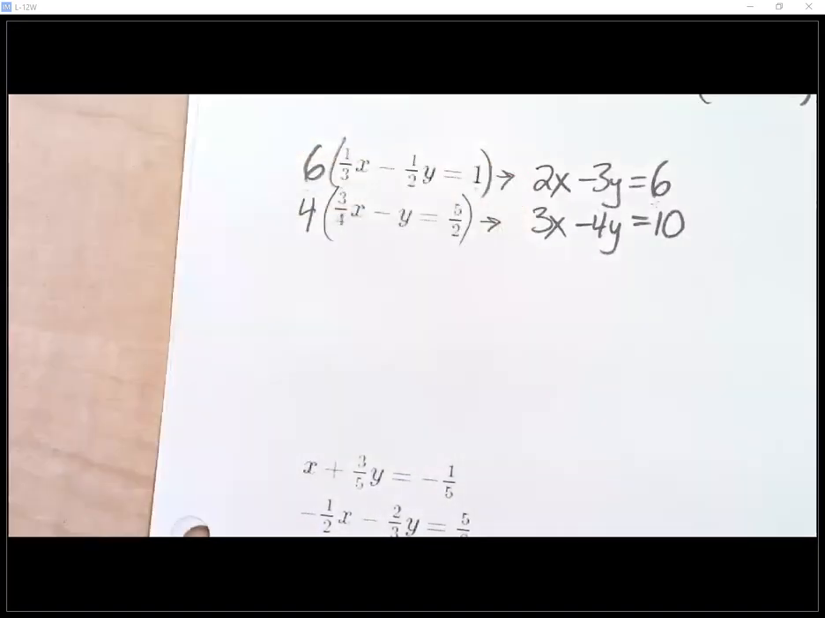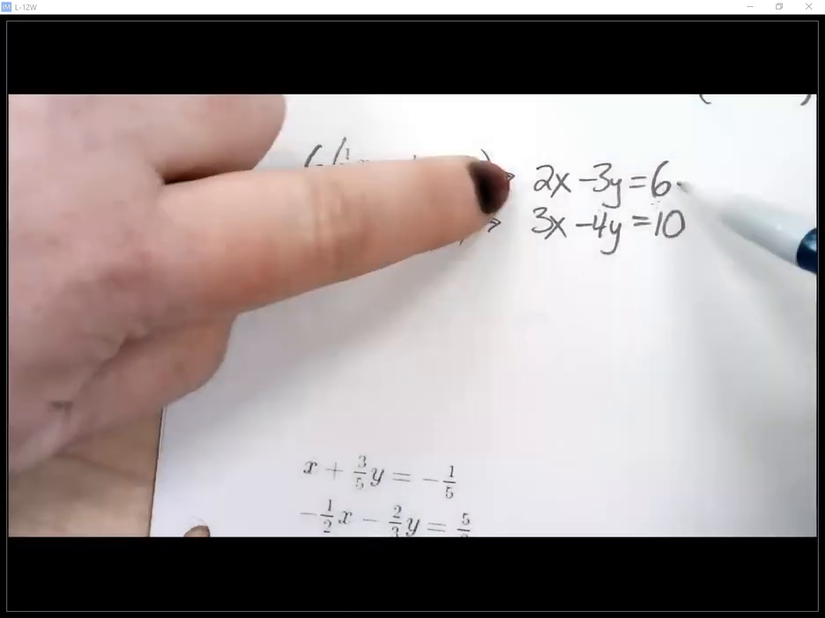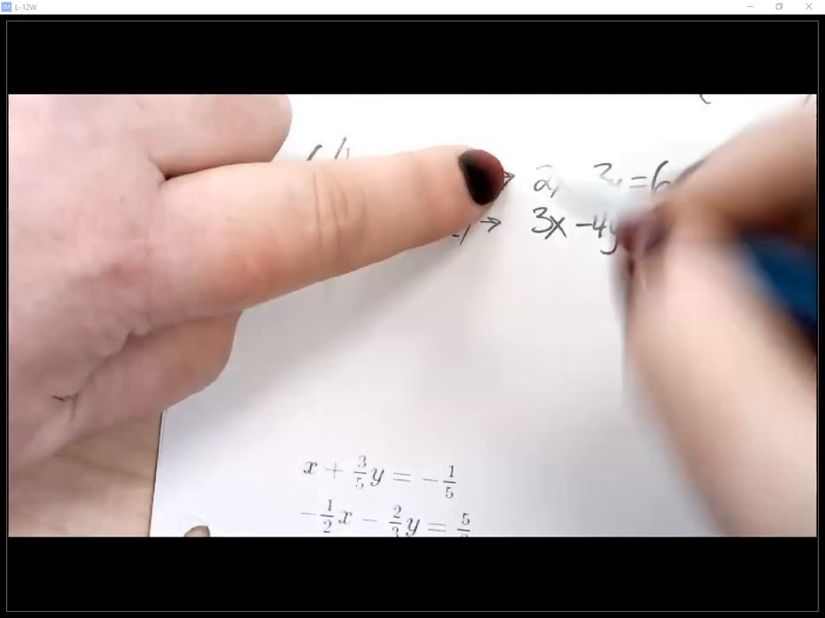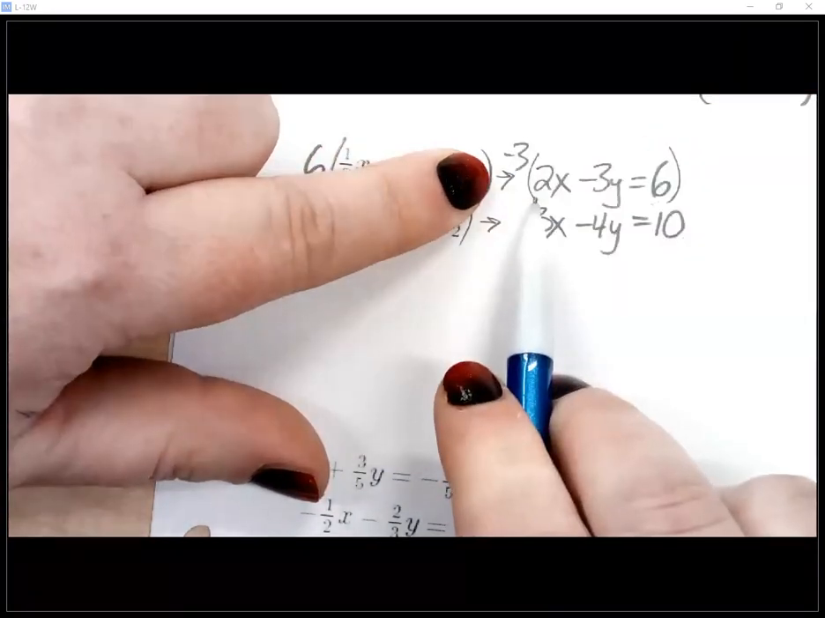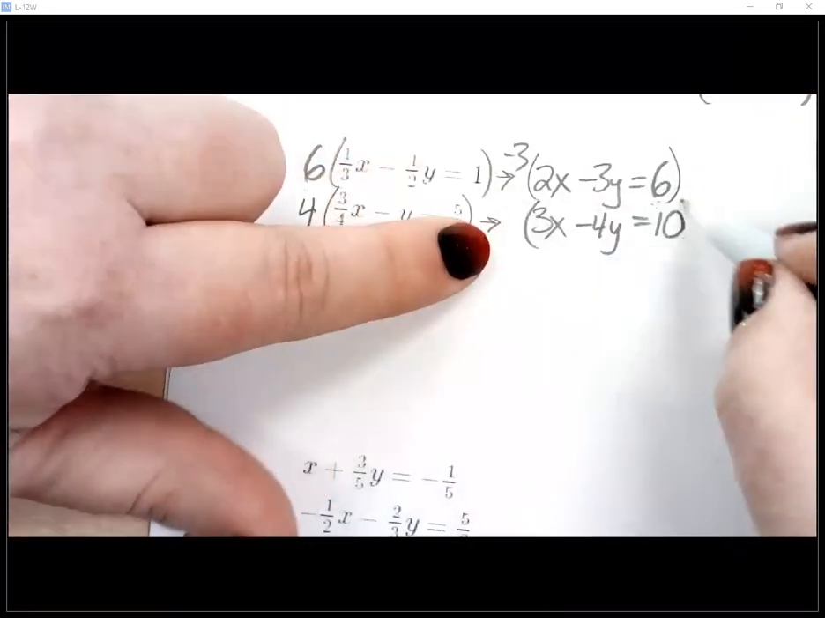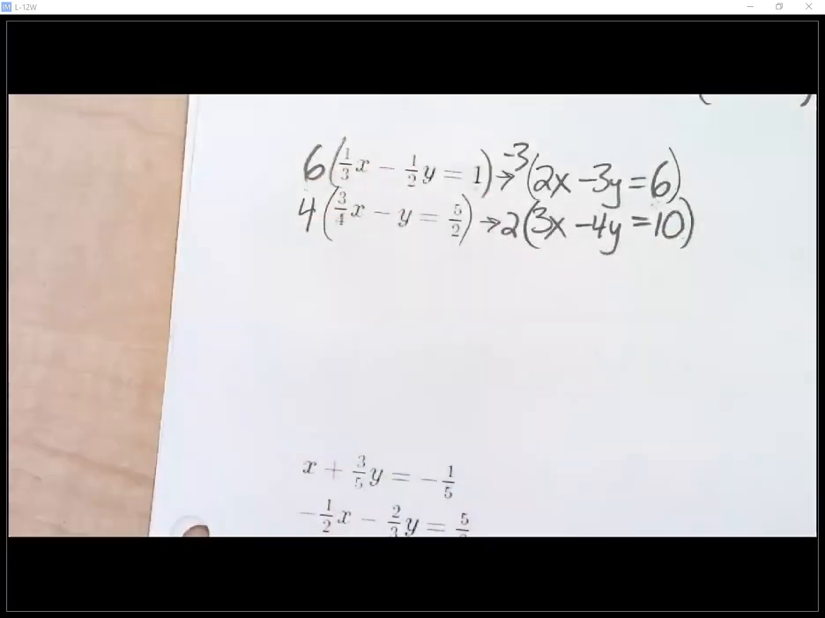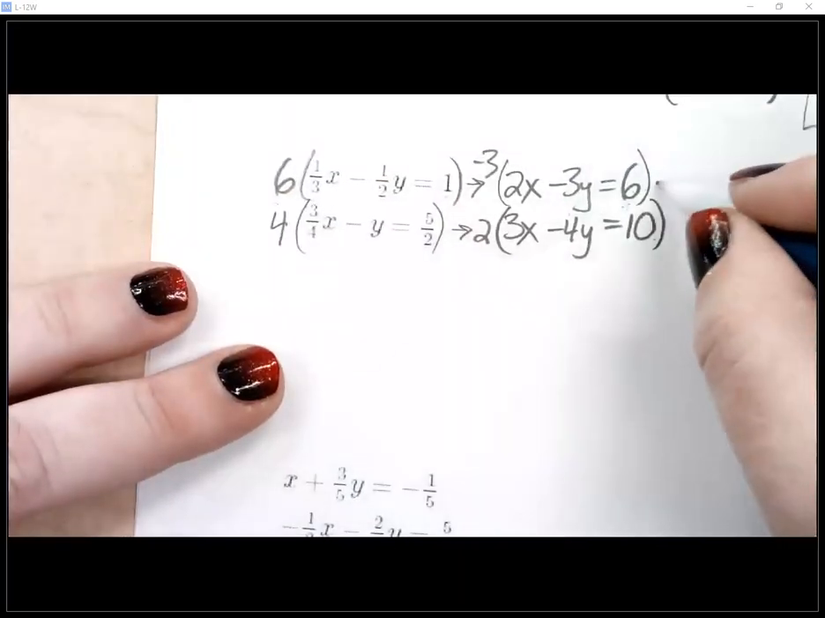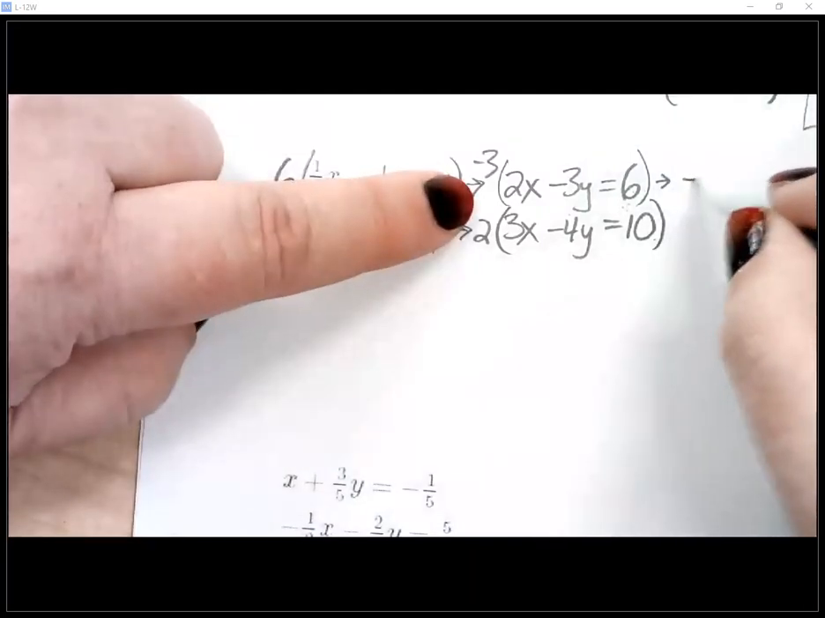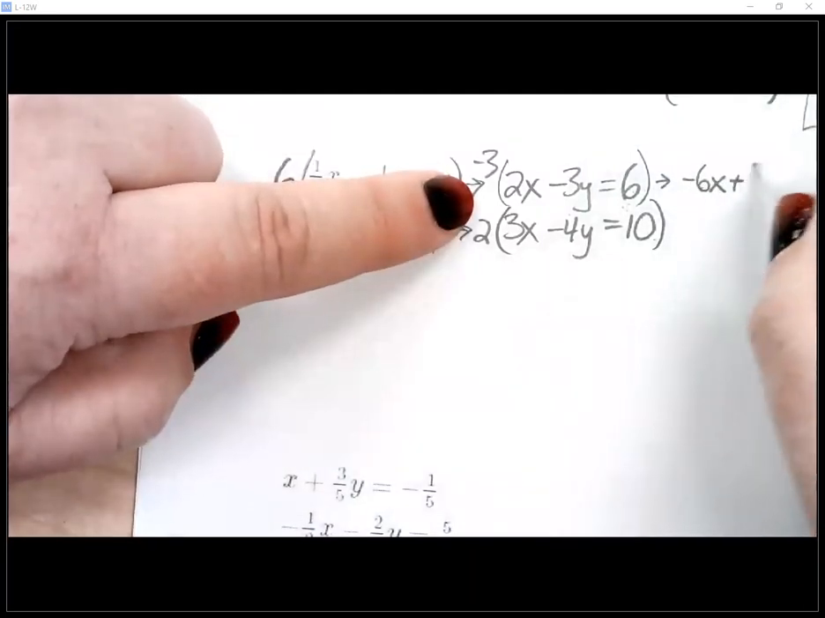Jay. Good idea. There we go. If I multiply the top by a -3, that's going to turn that x into a -6x. And then I can multiply the bottom one by a +2. And that's how I'll get the +6x for that one. So sometimes you have no choice other than to multiply both equations by a number, but that is a totally valid move. So I'm going to multiply that through. I get a -6x plus 9y equals -18.